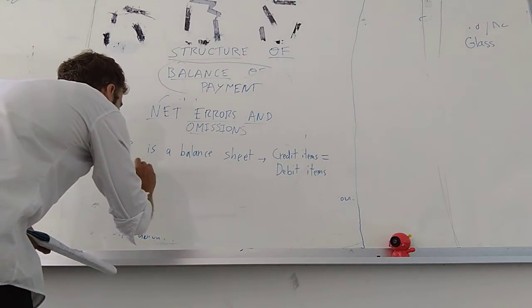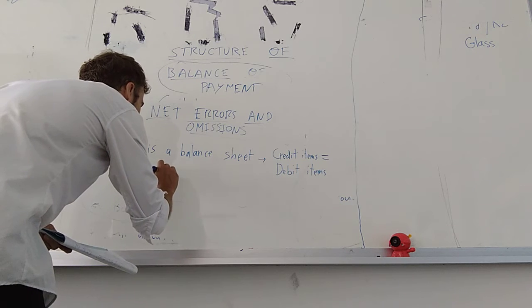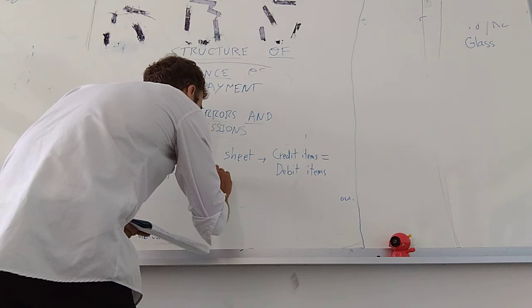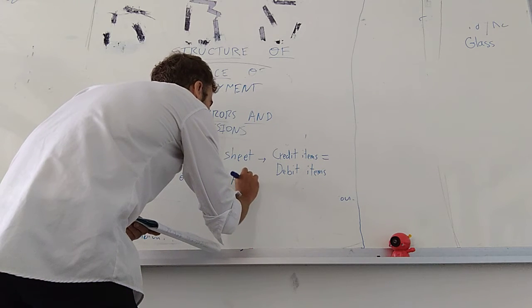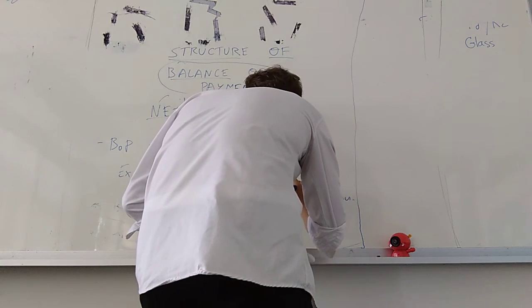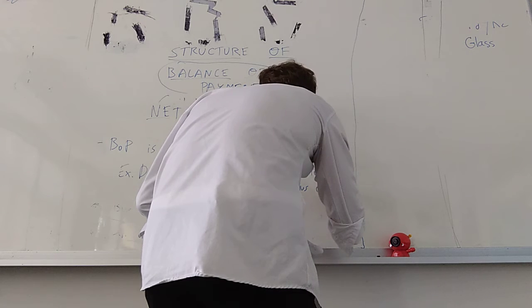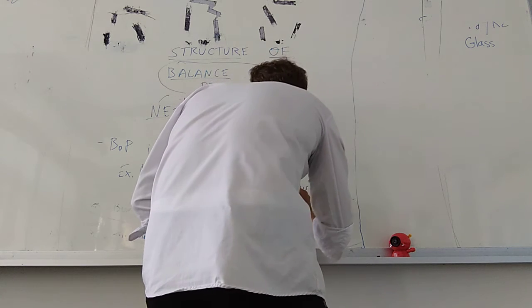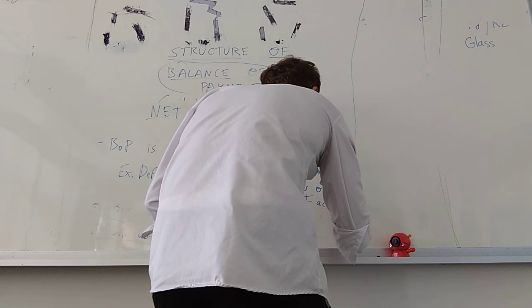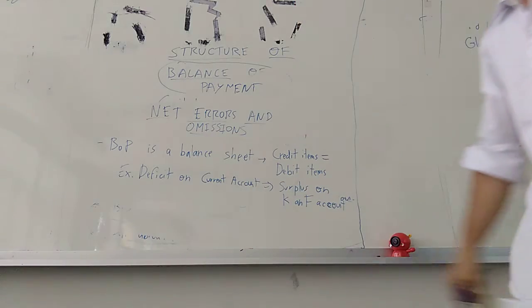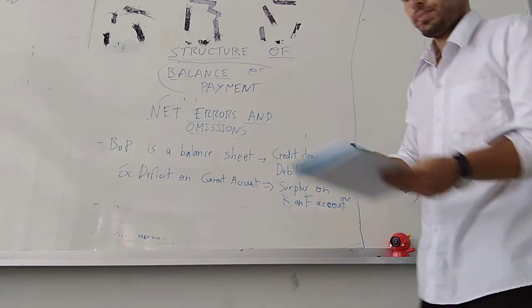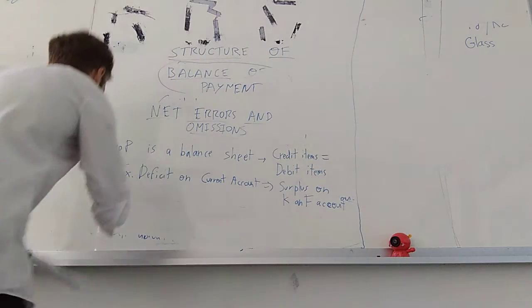An example would be a deficit on current account. A deficit on current account should mean a surplus on capital and financial account. Okay, so a deficit in current account should mean a surplus on capital and financial account of the same amount of money. But sometimes there are mistakes.